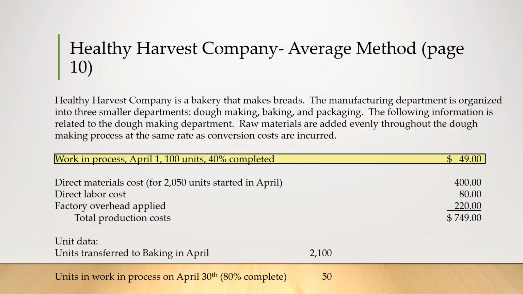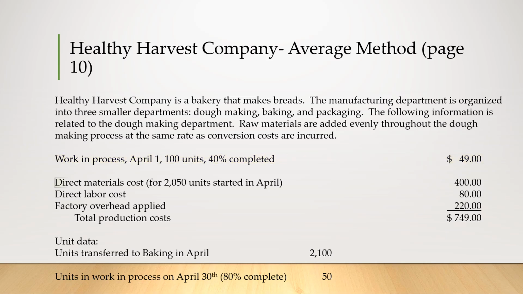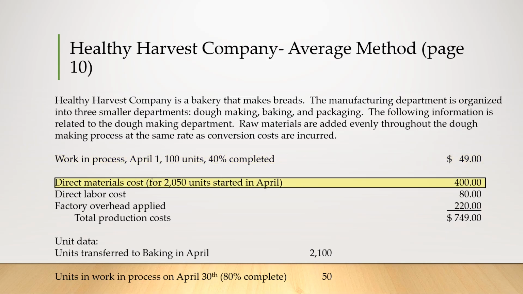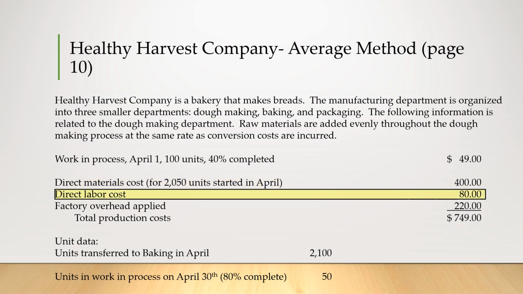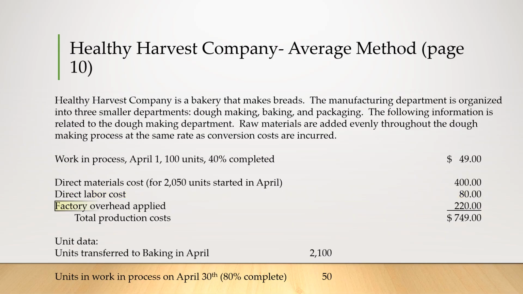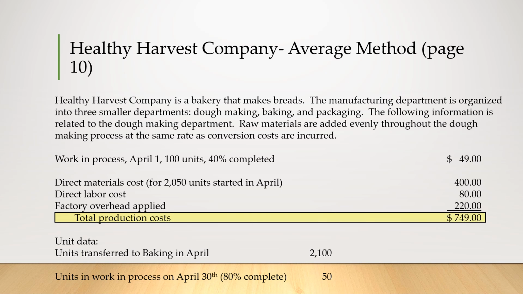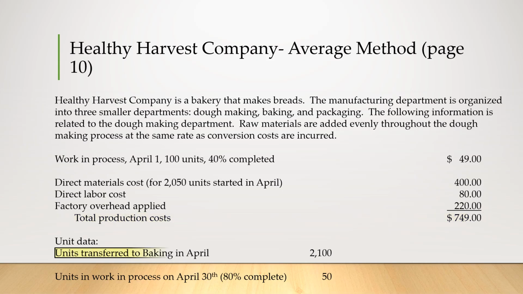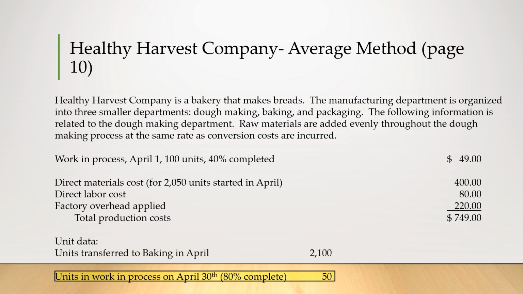Work in process, April 1st, 100 units that are 40% completed, $49. Direct materials cost for 2,050 units started in April, $400. Direct labor cost, $80. Factory overhead applied, $220. Total production cost, $749. As for our unit data, units transferred to baking in April, 2,100 units. Units in work in process on April 30th, our ending inventory, 80% complete, 50 units.